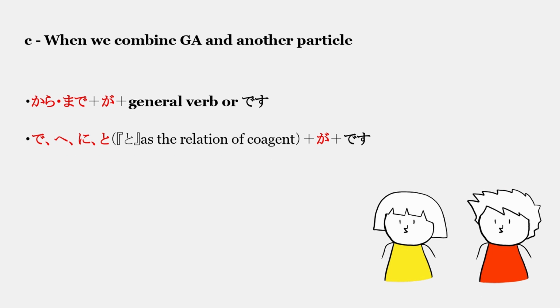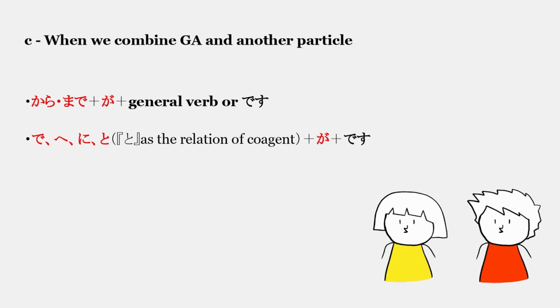And this is a list of the particles that we can combine with が. But pay attention, because the type of the verb that we can use varies depending on the particles. So, with the particle から and まで, we can use both general verbs and the verb です. But with the particles で、え、に and と, we can only use the verb です.